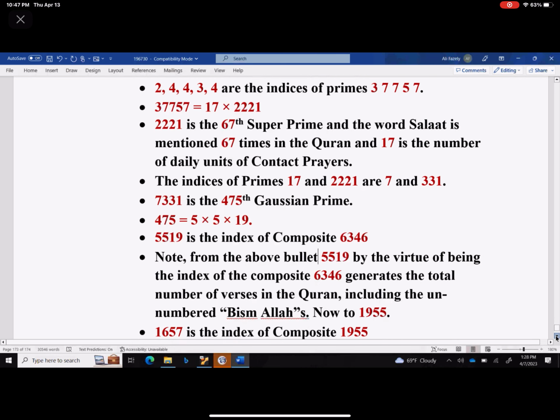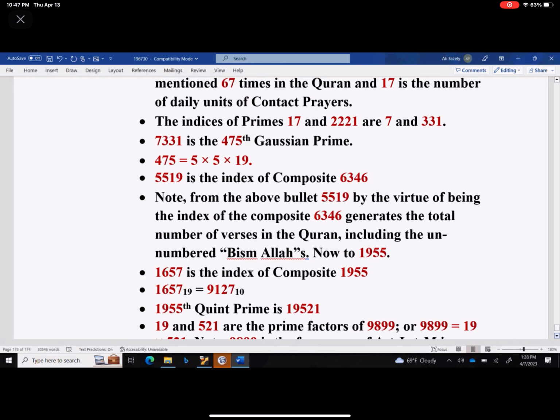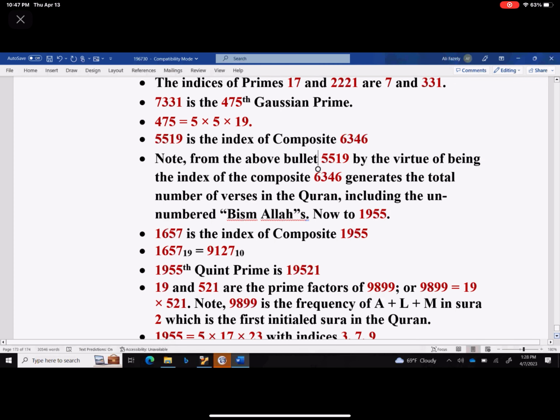Okay? Now we go to 1955. We rearrange that, instead of 5519, we call it 1955. We do that, we notice that the index of that composite 1955 is actually 1657. And 1657 in base 19 is equal to 9127 in base 10. So it immediately generates the number of verses in chapter 9.